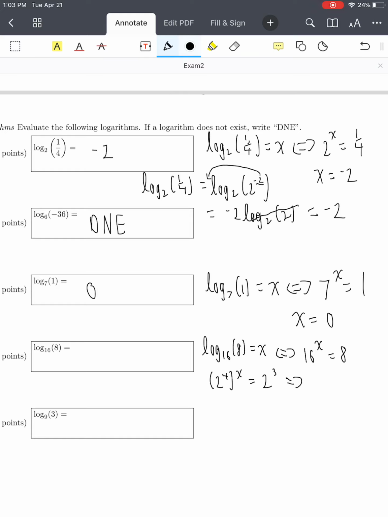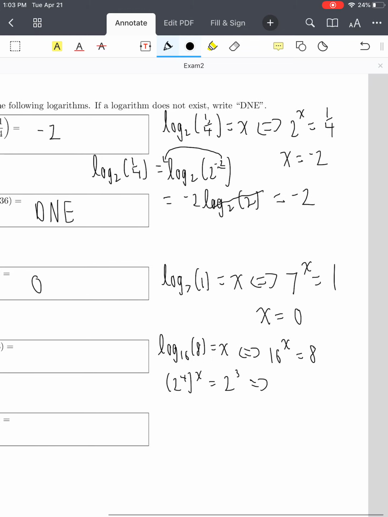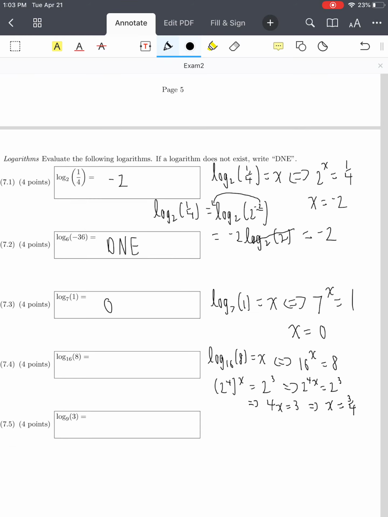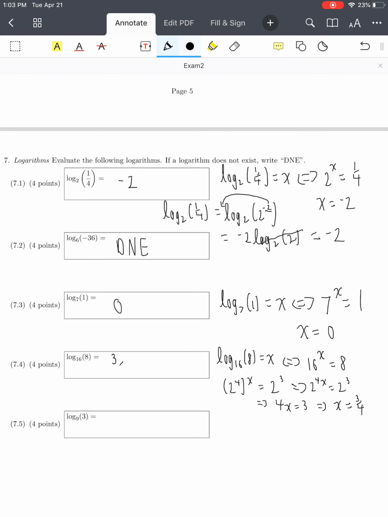And if we have an exponent to an exponent, then we just multiply the exponents. So that's the same thing as saying 2 to the 4x equals 2 to the 3rd. And now, since they're the same bases, the exponents have to equal each other. So this tells us that 4x equals 3, and then x equals 3/4. So this logarithm simplifies to 3/4.